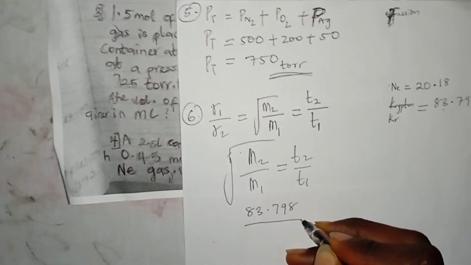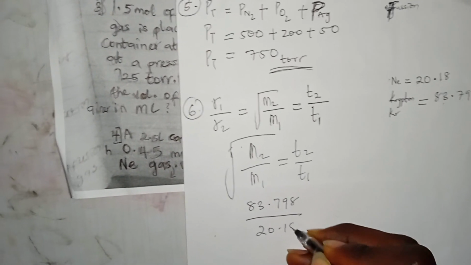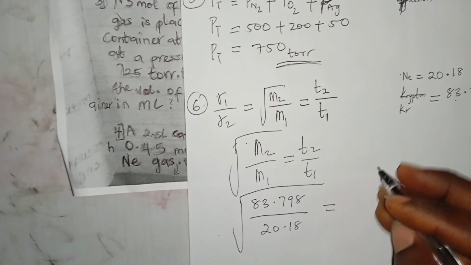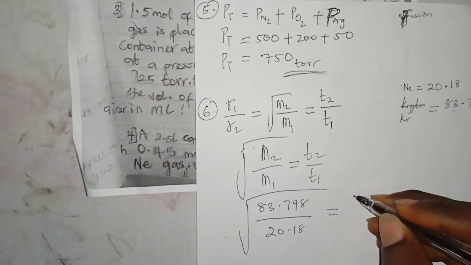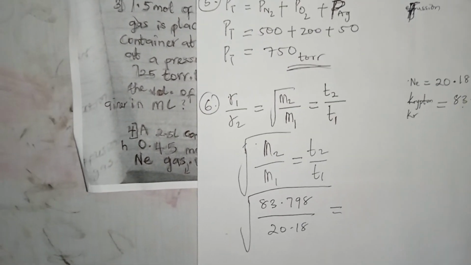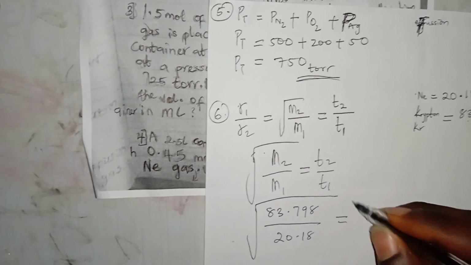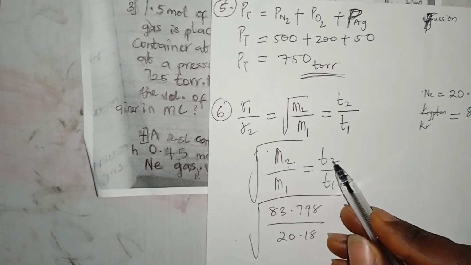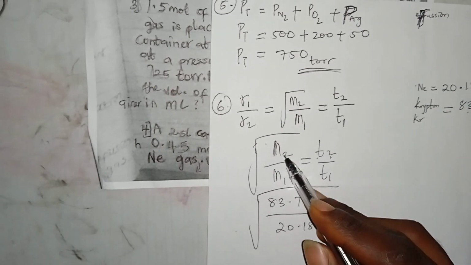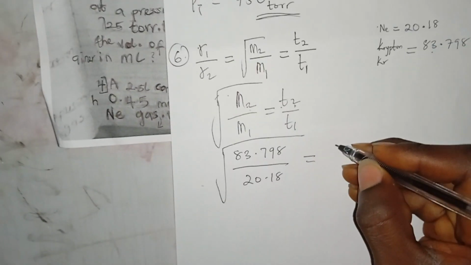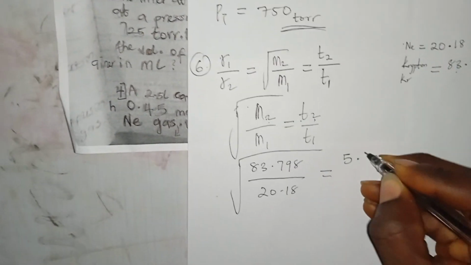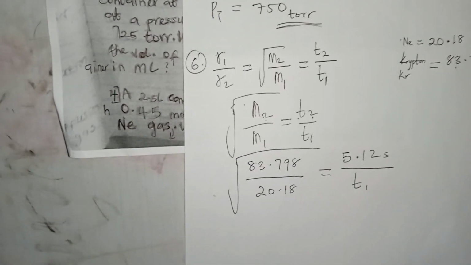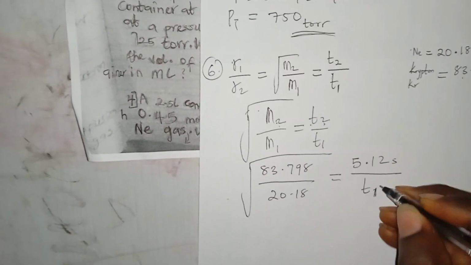So this is 83.798 all over 20.18, M1 being the first gas, neon, and the second gas krypton, equals T2 over T1. They gave me the time for krypton, and krypton is the second mass, so T2 is given to me: 5.12 seconds all over T1. T1 is what I don't know. That's what they say I should find: the time it will take neon to do the same.